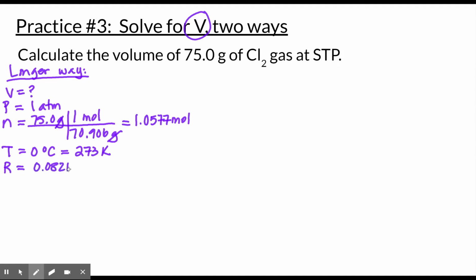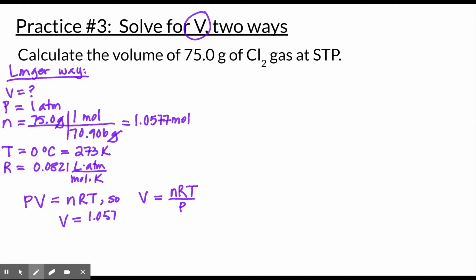So when solving for volume, this is going to be PV is equal to nRT. So if you want volume, that's going to be nRT divided by P. So substitute all of your values that we have just determined. So 1.0577 moles times 0.0821 times 273 divided by pressure, which is 1 atm. So Kelvin cancels, mole cancels, atm cancels. We're going to get liters out of this.